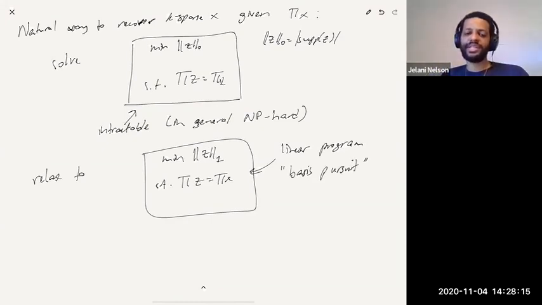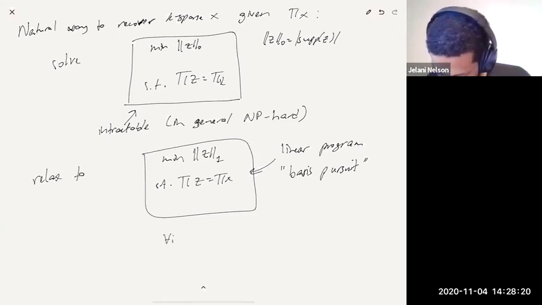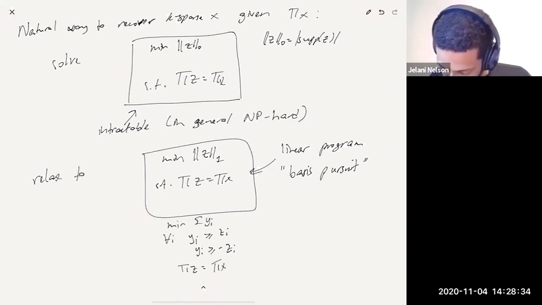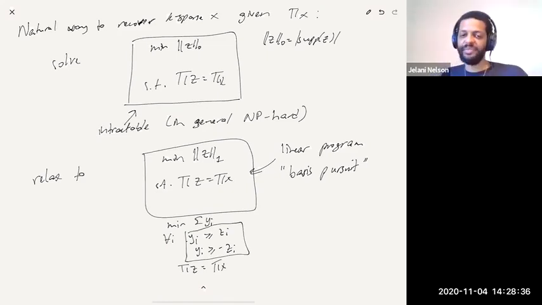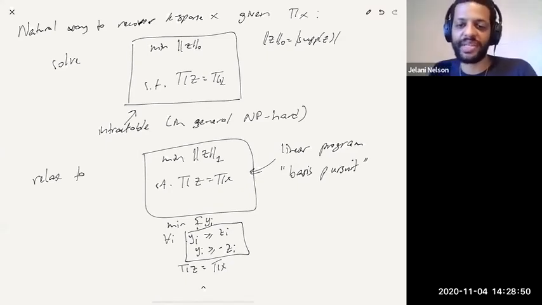Just to be clear, the reason it's a linear program is you could just say that for all i, yi is at least zi and yi is at least minus zi. And then you also have pi z equals pi x, and you want to minimize the sum of the yi's. These two constraints force yi to be the absolute value. The fact that you're minimizing yi and those two constraints means that yi is going to be forced to be the absolute value of zi. So this is in fact a linear program. So you can solve it in polynomial time because LPs can be solved in polynomial time using interior point, ellipsoid, or whatever.